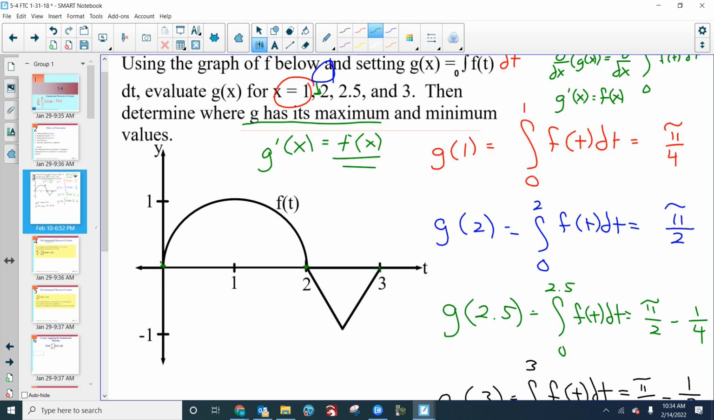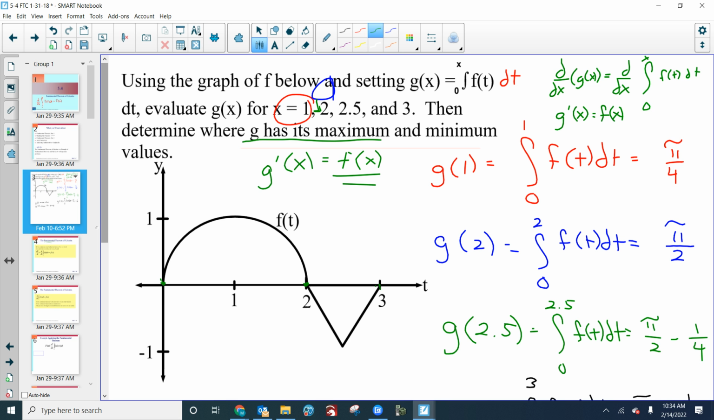So guess what? We have to compare these two y values and see what's the lowest. What's the y value to start with on the G graph? Well, what is G of 0? What's G of 0?